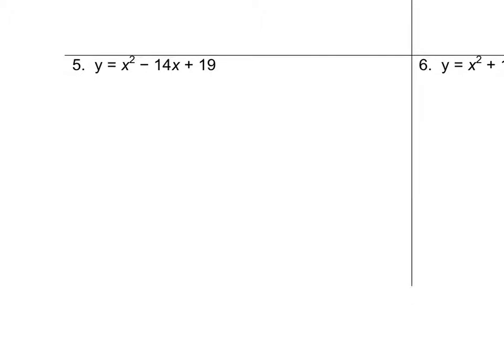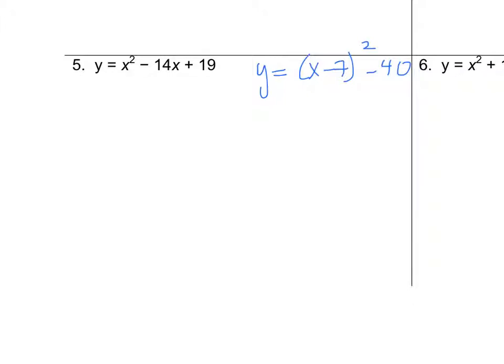Now I do hope that you tried on your own. If you did, then the answer is going to be y equals (x minus 7) to the second power minus 40. So if you got the right answer, fast forward to the next part of the lesson. And if you didn't, watch that part to do this one right.